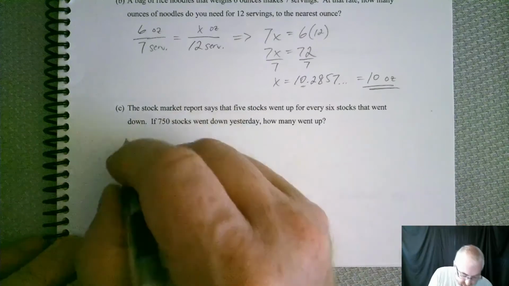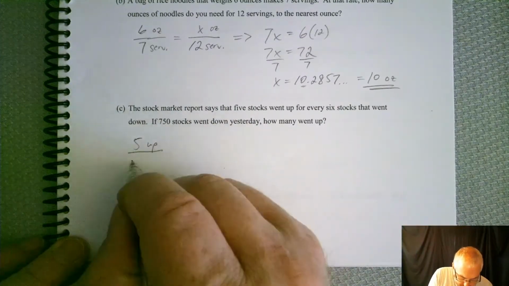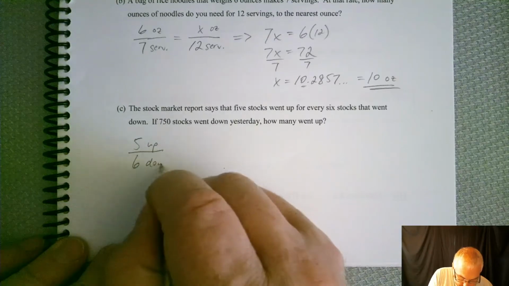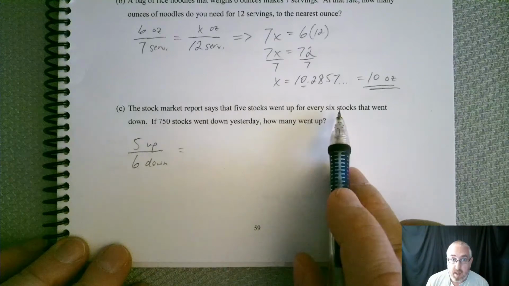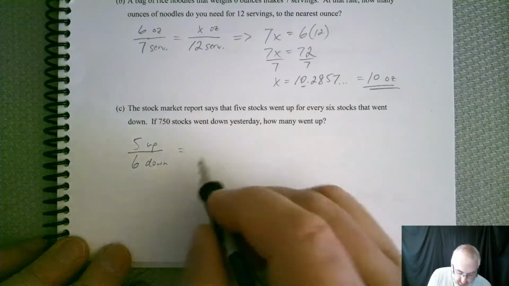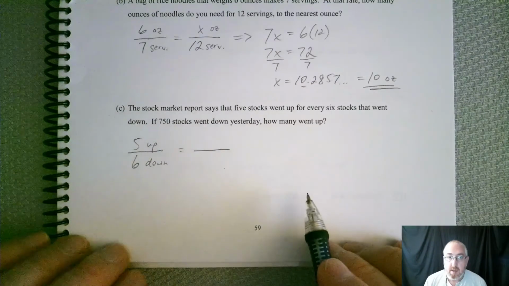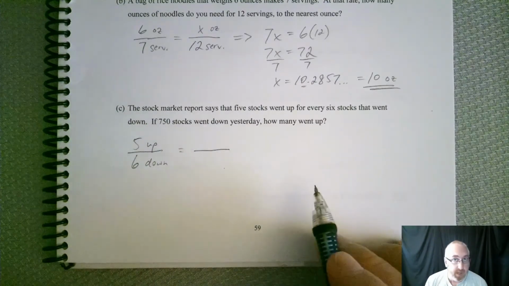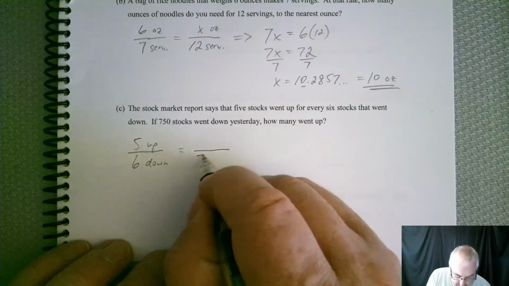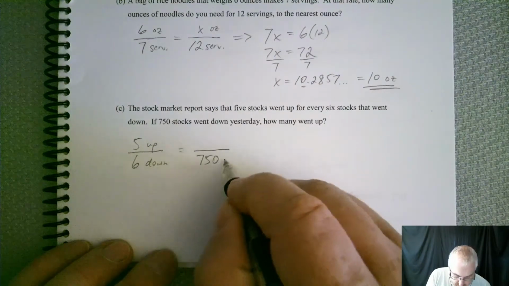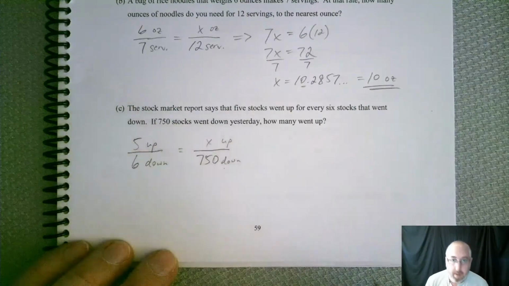So we have 5 stocks up, and I'm going to put 6 down, because that's what goes together, 5 and 6. Now we've got to make sure we get the other side correct. 750 stocks went down. How many went up? So we put the 750 on the bottom. 750 down, and we don't know how many went up.